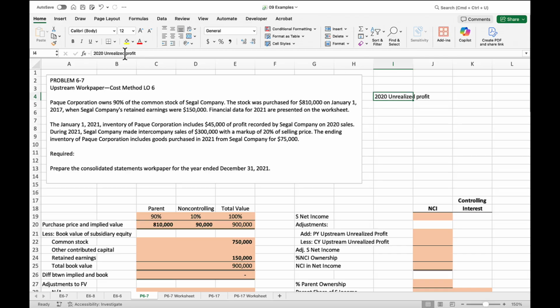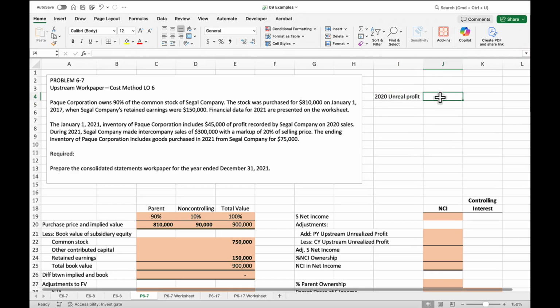And let me just shorten this so it fits here. Unrealized profit, it still doesn't fit, of $45,000.